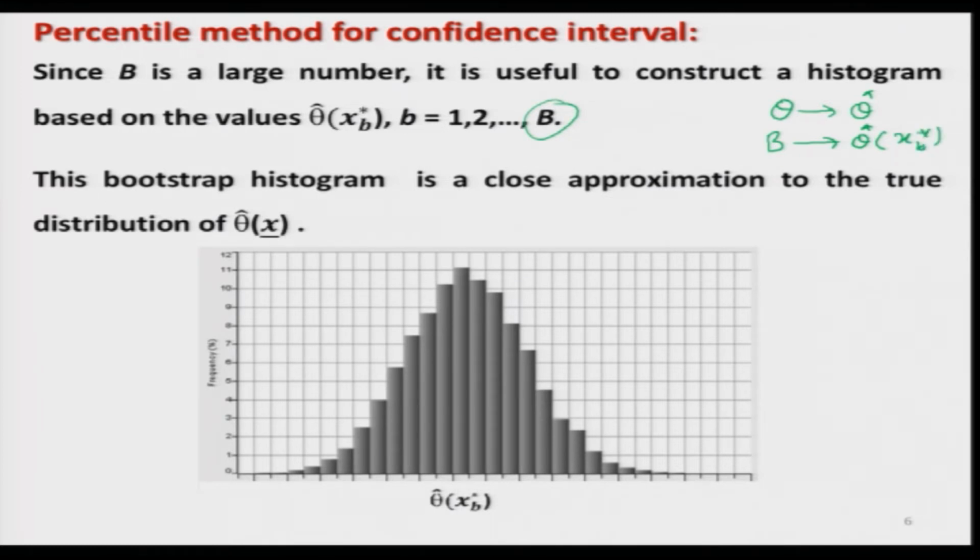If you remember, x star b was the bth bootstrap sample. So in every sample you have to compute the statistic, which is denoted by theta hat x b star. Usually we take B to be a large number so that we can have a good histogram. If B is very small, then the histogram will not look nice, right? And if B is large, then the histogram constructed using the bootstrap values, which is called the bootstrap histogram, is a close approximation to the true distribution of theta hat x.